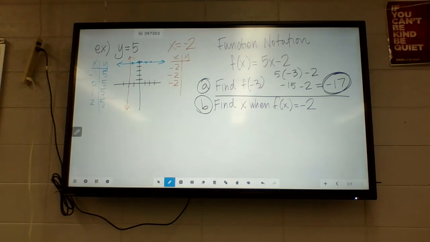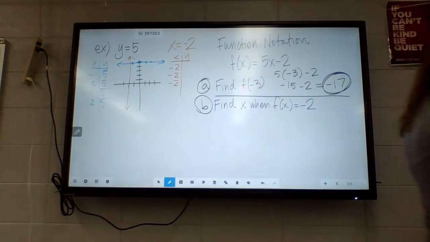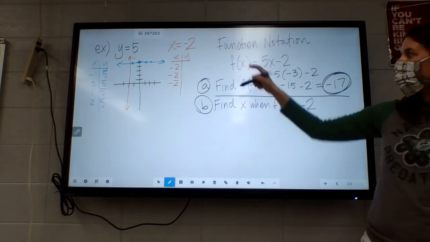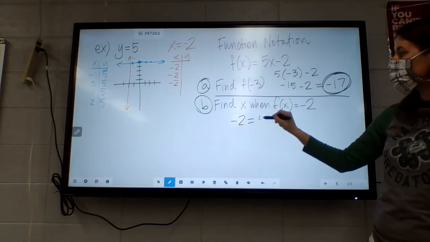Then this next one says f of x equals negative 2. What's that asking me to do now? Yeah, go ahead. You replace that with negative 2. Yeah, so it's telling me f of x is negative 2, so I'm going to put negative 2 where f of x is.